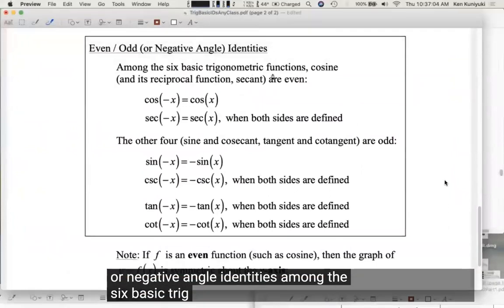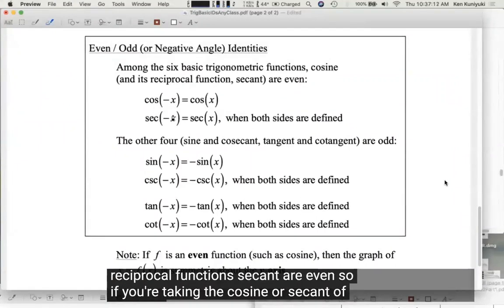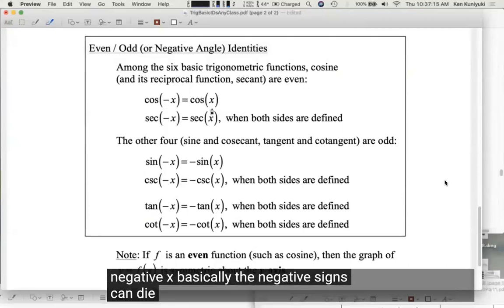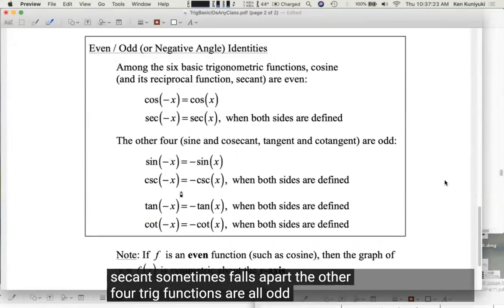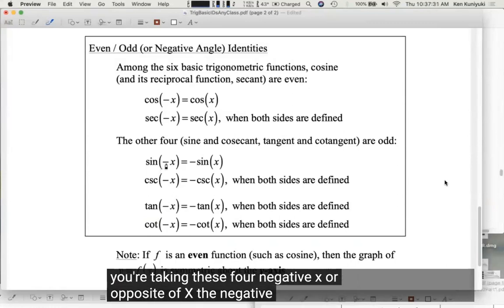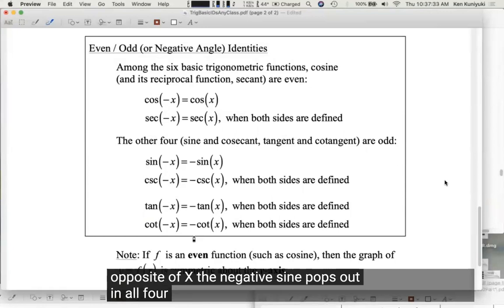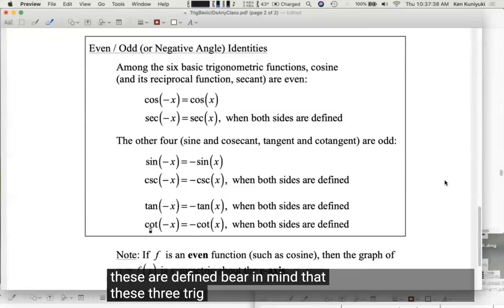Among the six basic trig functions, cosine and its reciprocal function secant are even. So if you're taking the cosine or secant of negative x, basically, the negative signs can die and you're left with these. Secant sometimes falls apart. The other four trig functions are all odd. So for sine, cosecant, tangent, and cotangent, if you're taking these for negative x or opposite of x, the negative sign pops out in all four of these cases, provided that these are defined. Bear in mind that these three trig functions here are sometimes undefined.